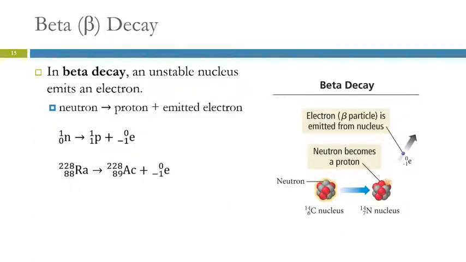So the second type of radioactive decay is called beta decay. And here we have an unstable nucleus that emits an electron. Does that bother you? That an electron comes out of a nucleus? Yes. Yeah, that shouldn't happen. There shouldn't be electrons in the nucleus, right? So what happens here is a neutron turns into a proton and an electron. The electron gets spit out and the proton stays.